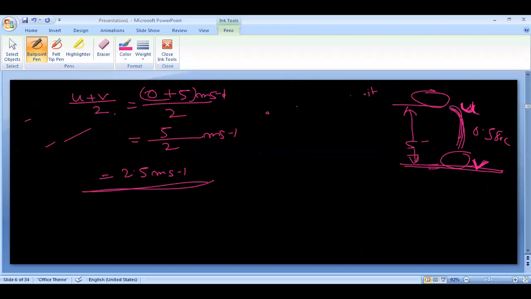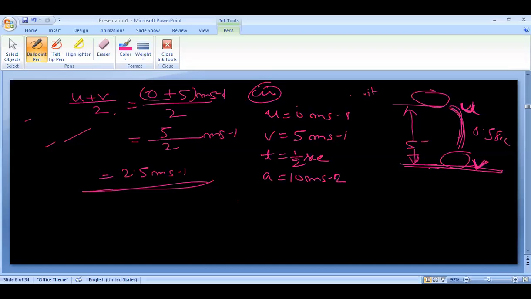Now see, now you know the value of u. Yes or no? 0 meter per second. This is the third number. So you have to write it like this. Then what is the value of v? 5 meter per second. What is the value of time? Half second. What is the value of a? 10 meter per second square.